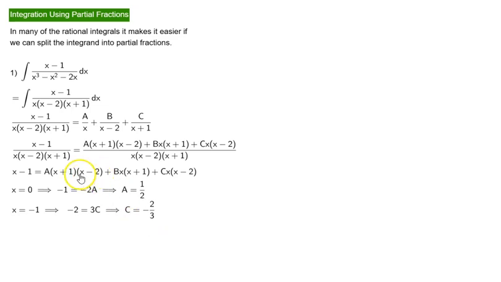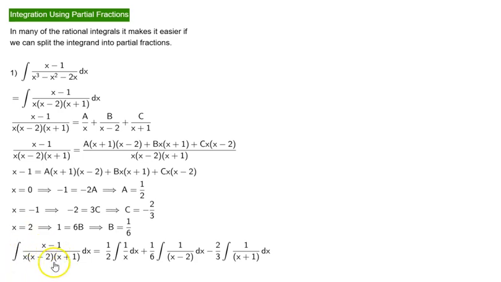And similarly, we make x equal to 2. Then this term disappears and this term disappears. So we will have 1 equal to 6b, or b is equal to 1 by 6. So we have got a, b, and c, all three.